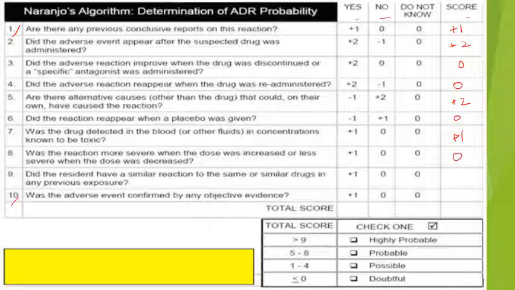Did the patient have a similar reaction to the same or similar drug in any previous exposure? Here we are actually talking about the demographics. We don't know, right? So we'll go with 0. Was the adverse event confirmed by any objective evidence? We don't know, 0. So let's do the total scoring. We have 1, 2, 3, 4, 5, 6. So the total score is 6, and we see that 6 lies in this area, 5 to 8, and the answer is probable.